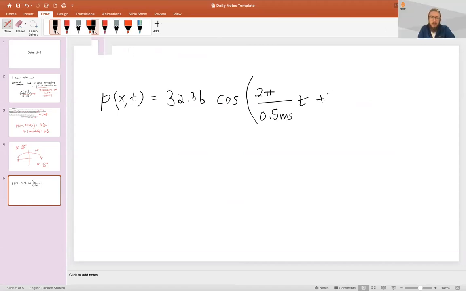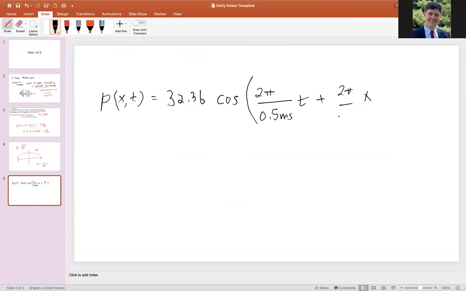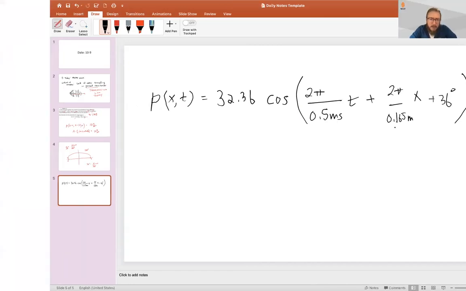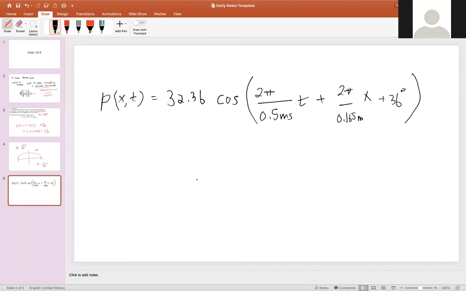Okay. And then we have, what's the wavelength? I have 0.165. Okay. All right, I think, is this what you all got? Yeah, pretty close.